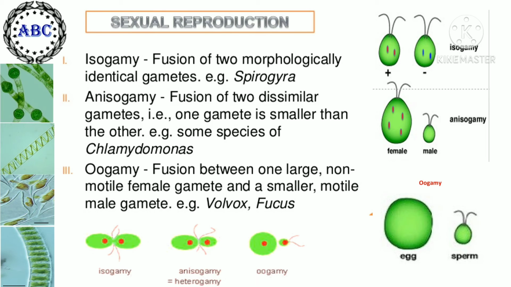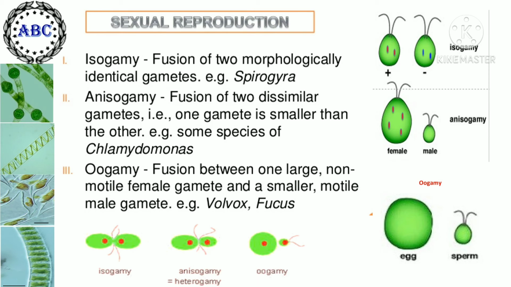Isogamy shows fusion of two morphologically identical gametes, which are called isogametes. When these isogametes fuse with each other, it is called isogamous type of sexual reproduction. It shows fusing of gametes morphologically similar. These gametes are physiologically different due to different hormones. That's why the gametes are represented by positive strain and negative strain to show morphological isogamy. The examples are Chlamydomonas, Zygnema, Ulothrix, Spirogyra, etc.